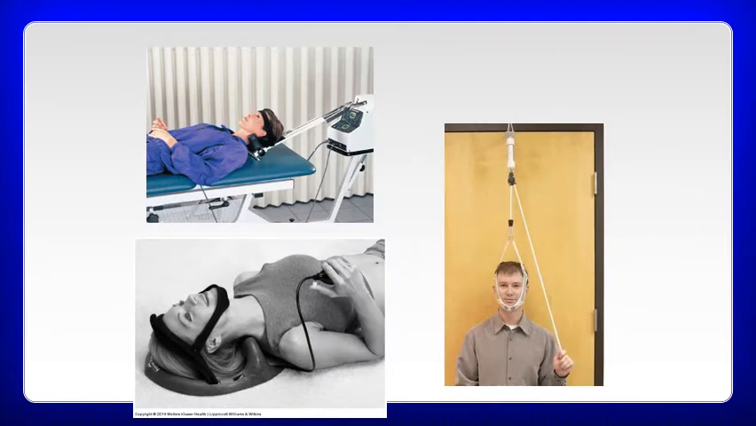Here are some other devices. So here you're getting to see the mechanical traction. You would set this up, and you would have this placed right at the base of the occiput of the skull. This is what's called an over-the-door unit.